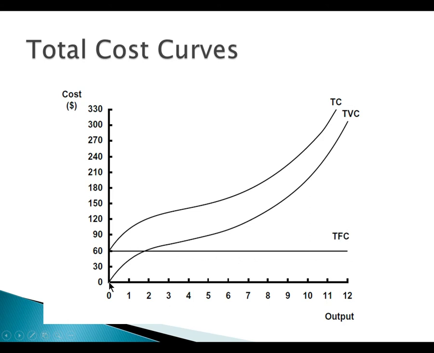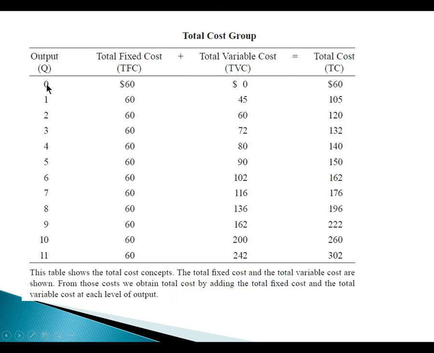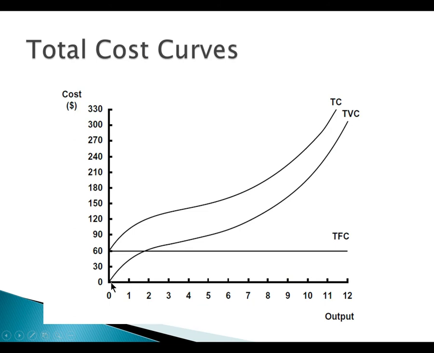But the total variable cost is zero at the level of zero output. If you see this, if the level of output is zero, the total variable cost is zero, and then by increasing the level of output, the variable cost is also increasing. You see that the total variable cost keeps increasing, and remains increasing at the later higher figures.